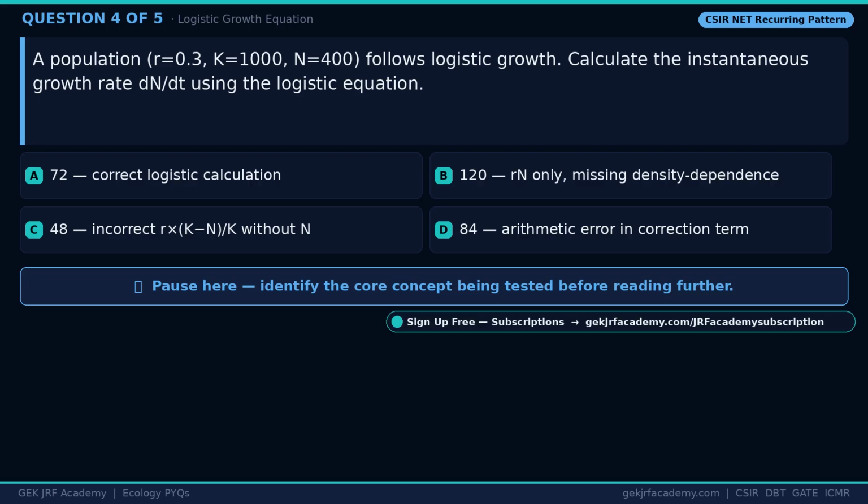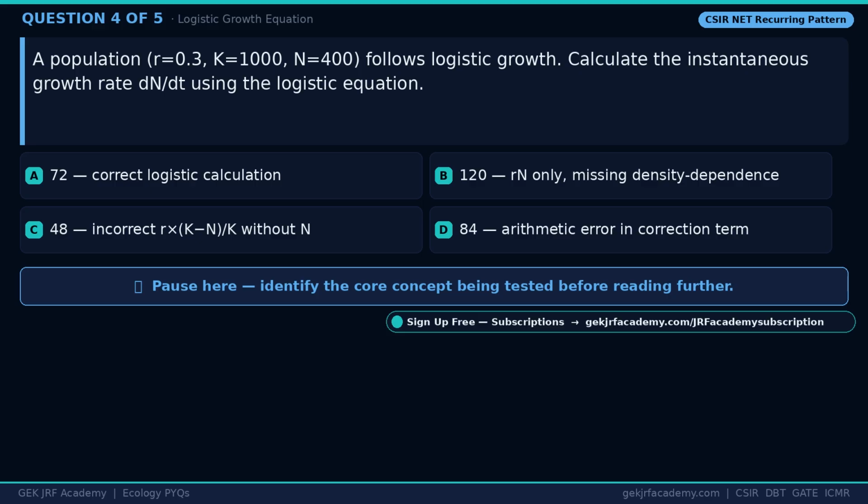A population has a carrying capacity K of 1000, a current population size N of 400, and an intrinsic growth rate R of 0.3. Using the logistic growth equation, calculate the instantaneous population growth rate, dN over dt. Options: 72, 120, 48, or 84. Write out the equation before picking an answer.